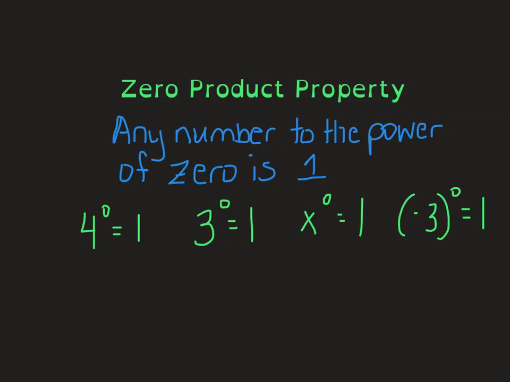Okay, so what you are supposed to already know, I guess, is the zero product property. This says that any number to the power of 0 is 1. So 4 to the 0 power is 1, 3 to the 0 power is 1, x to the 0 power is 1, negative 3 to the 0 power is 1.